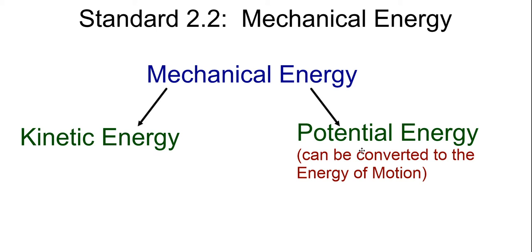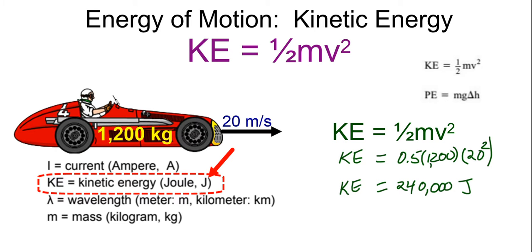Over here, potential energy. Energy can be stored in objects and then used later to move things. So this is stored energy. It's called potential energy. Let's do the calculations first.